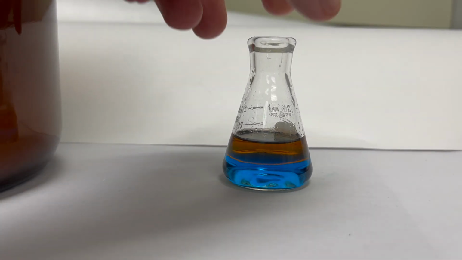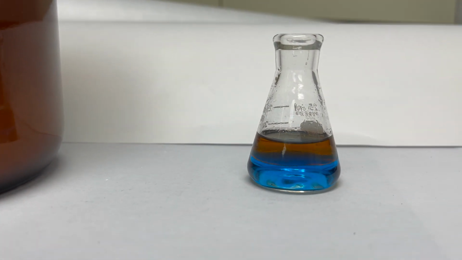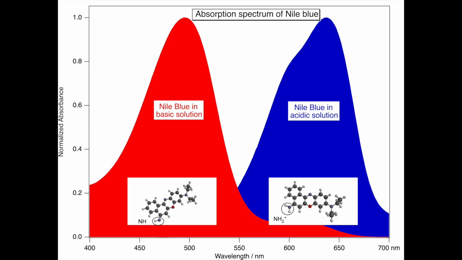The benzoic acid protonates the Nile blue, turning it blue again. The basic ethyl acetate layer stays red. It's all down to this NH group at the end. If we protonate it to make it an NH2 plus group, then the Nile blue turns blue.